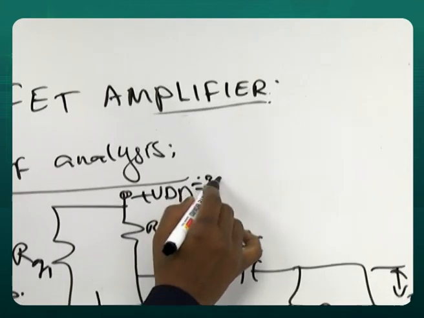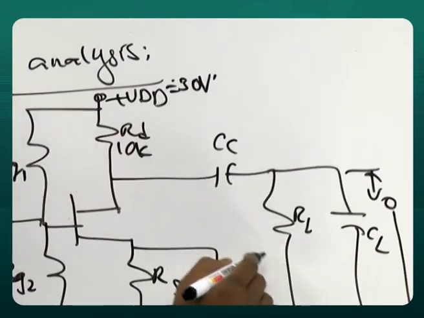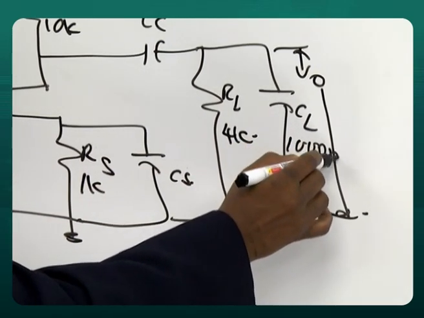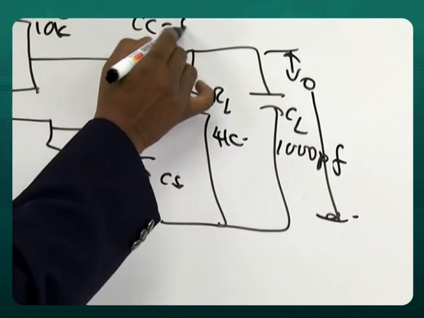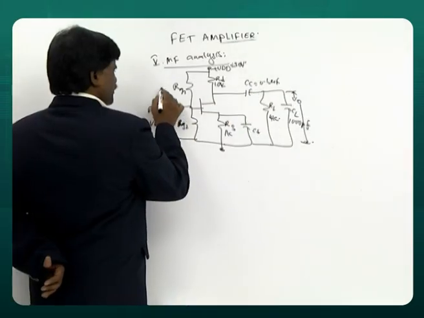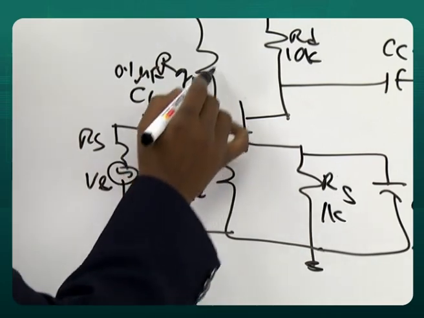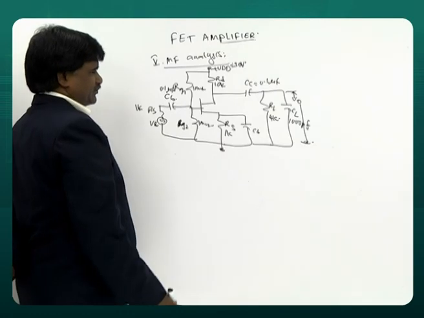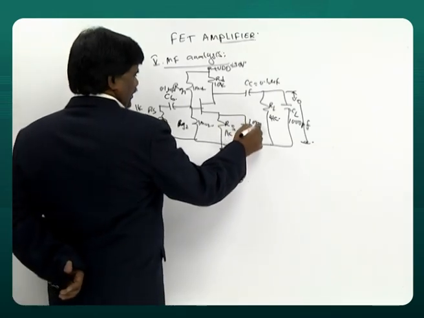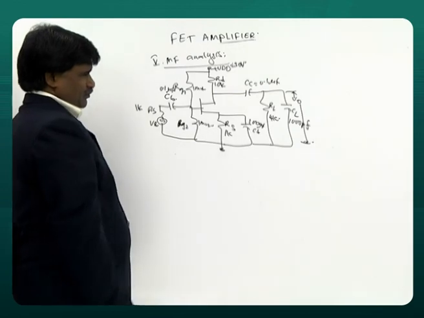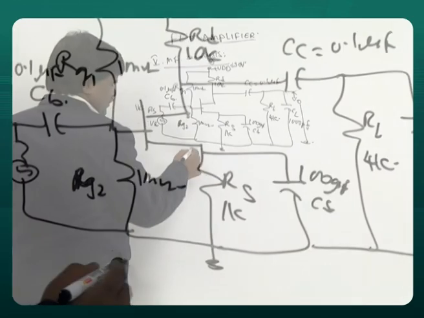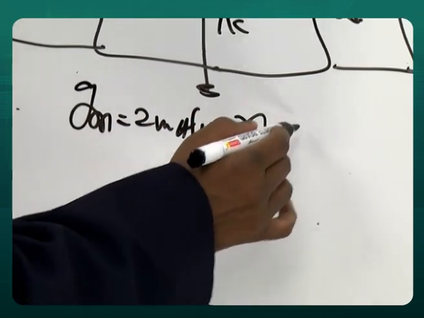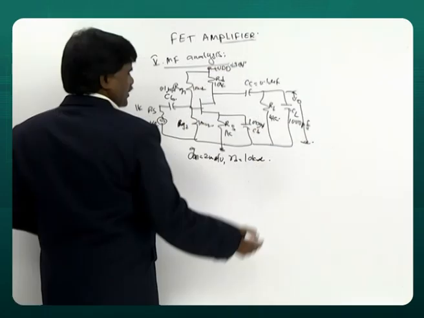Suppose this is 30 volts, 10 kilo, 4 kilo, 1 kilo, 1000 pico, 0.1 micro, 0.1 micro, 1 mega, 1 kilo. This is 100 micro. And as I mentioned, GM is 2 milliamperes per volt. Internal resistance is 10 kilo ohms.